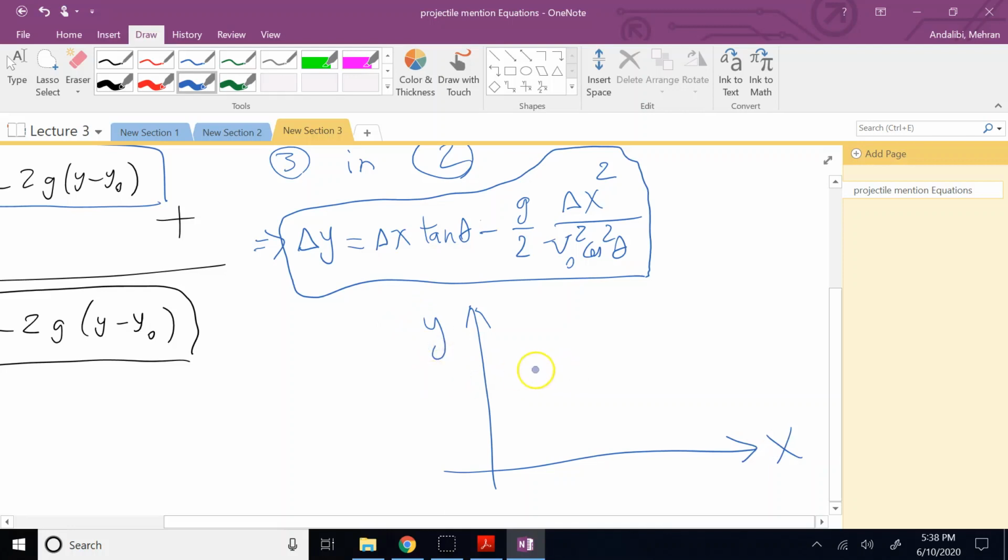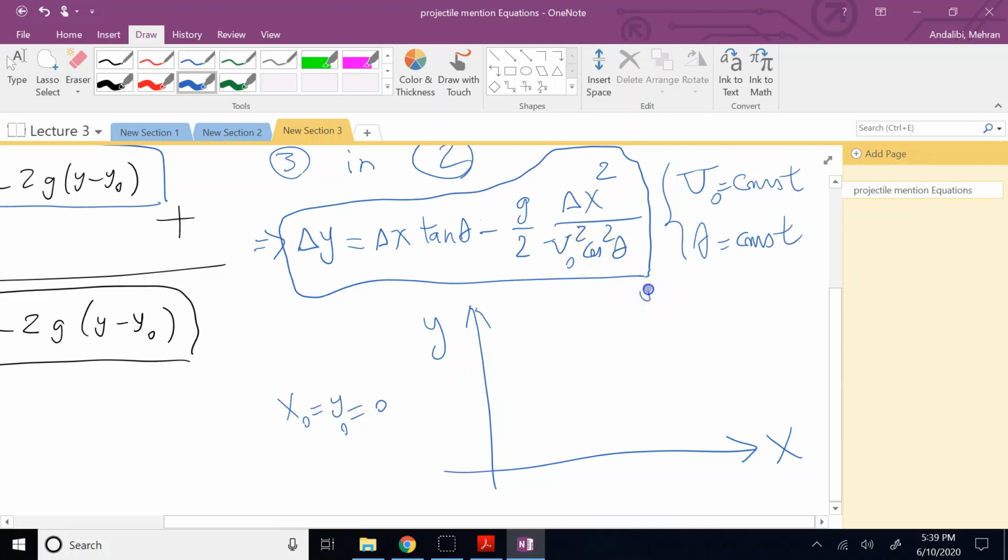So in the simple case that we assume that x naught and y naught are equal to 0, it's going to be simpler to visualize because now delta y is the same as y and delta x is the same as x. Theta is the launch angle, and v naught is the launch velocity. So v naught and theta are not going to change, right? They are initially determined. They are constant numbers now. So it's going to be a constant number times x minus another constant number times x squared.